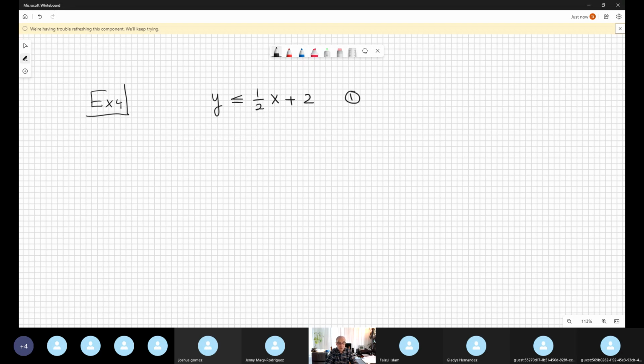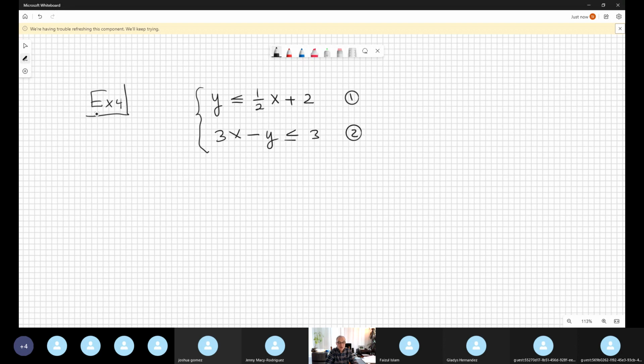This is inequality number 1. When you have a system, guys, it's important that you put the name of the equation: equation 1, equation 2, equation 3, equation 4. Inequality 1, inequality 2, inequality 3. And 3x minus y less than or equal to 3, inequality 2, and now it's the system.